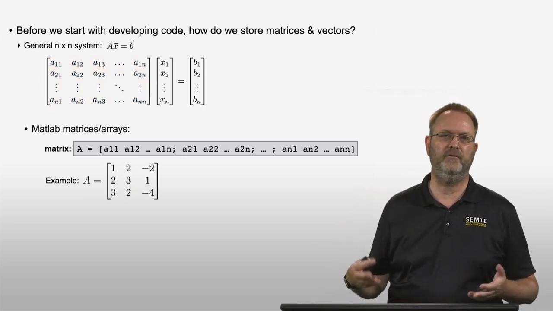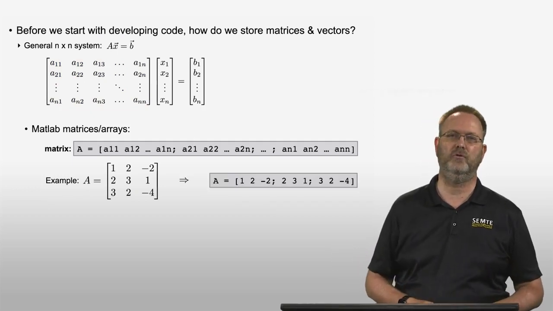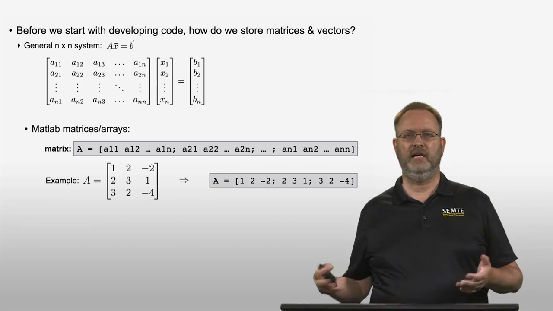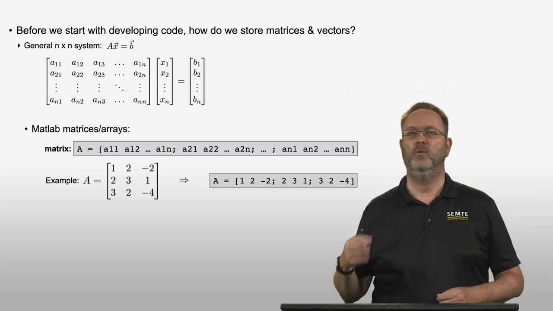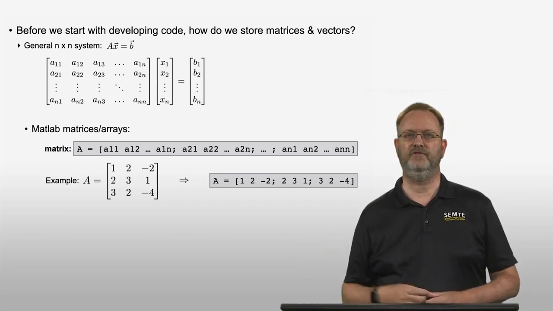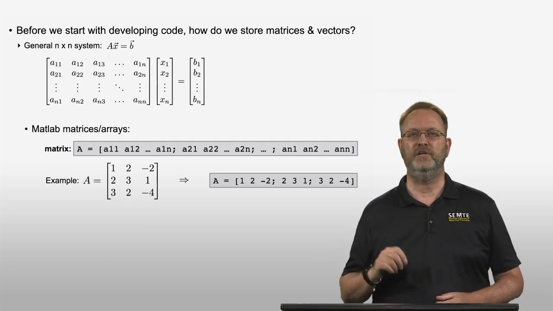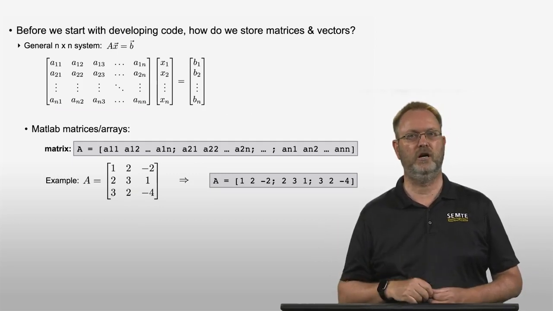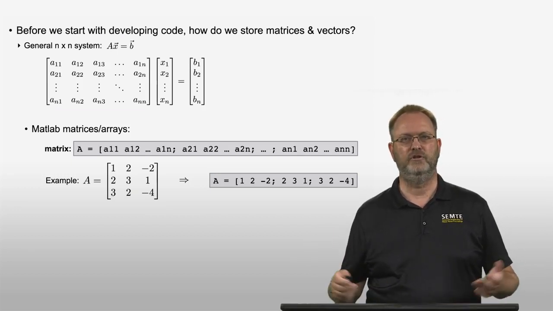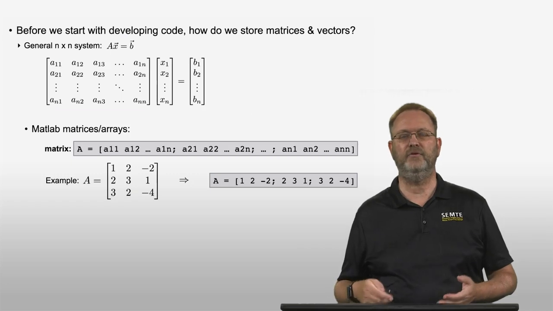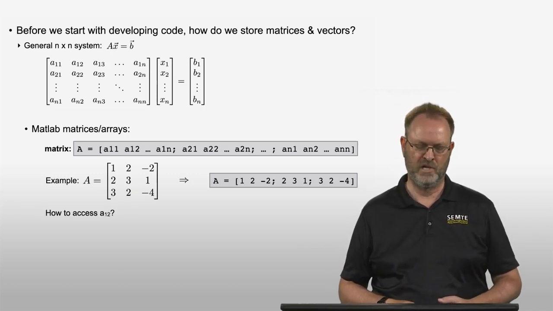So in the example here, if we had this matrix, 1, 2, negative 2, 2, 3, 1, 3, 2, negative 4, we would write this in MATLAB as A equal to, again, square brackets, 1 space 2 space negative 2, then the semicolon for the next row, 2 space 3 space 1 semicolon, and then 3 space 2 space negative 4. That would store the given values for the matrix A into a variable called uppercase A.